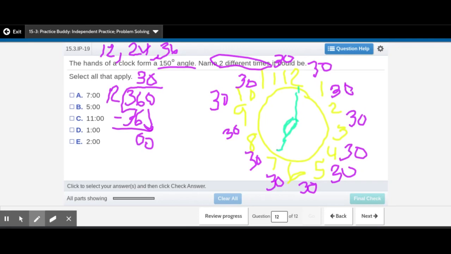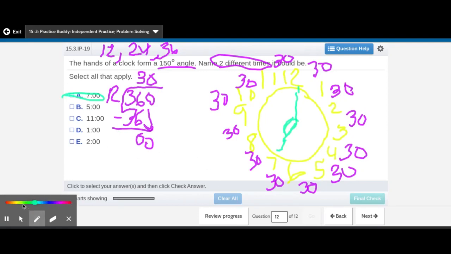So if that's the case, let's count how many hours we have. We have 7 to 8, so that's 30. 30, 60, 90. Let me show you. 30, 60, 90, 120, 150. Yep, that works. That gives me 150. So I'm going to circle this because it's working.